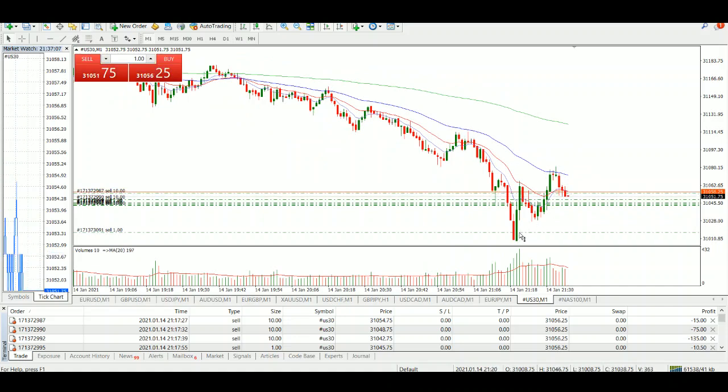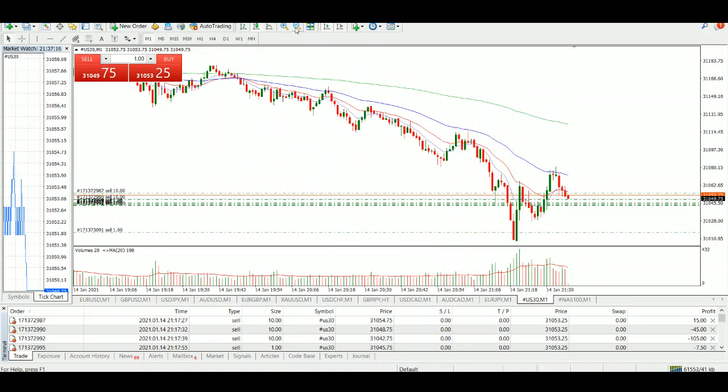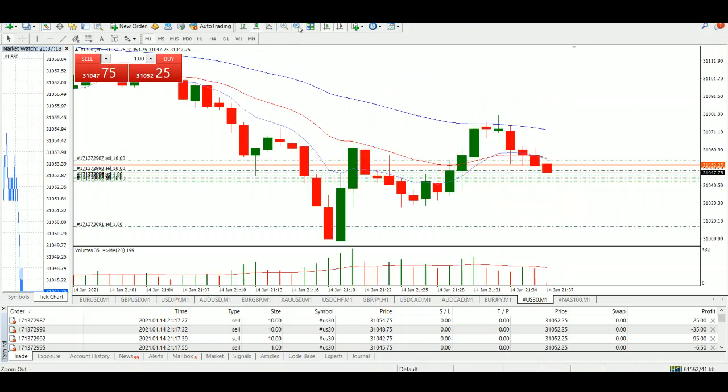The first target is breaking this bottom already made by the market in the last attempt. Once we break this last bottom, the market will be going down much further.